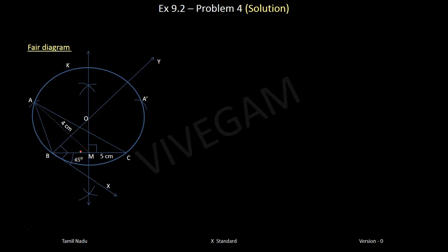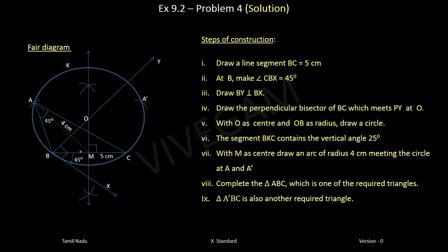Let's go through this construction. Draw a line segment BC 5 cm. That was the first step which we did, 5 cm. Then at B, make an angle CBX equal to 45 degrees. So at B, we drew BX such that CBX equals 45 degrees. Then draw BY perpendicular to BX. That was what we did. We drew BY which is perpendicular to BX.